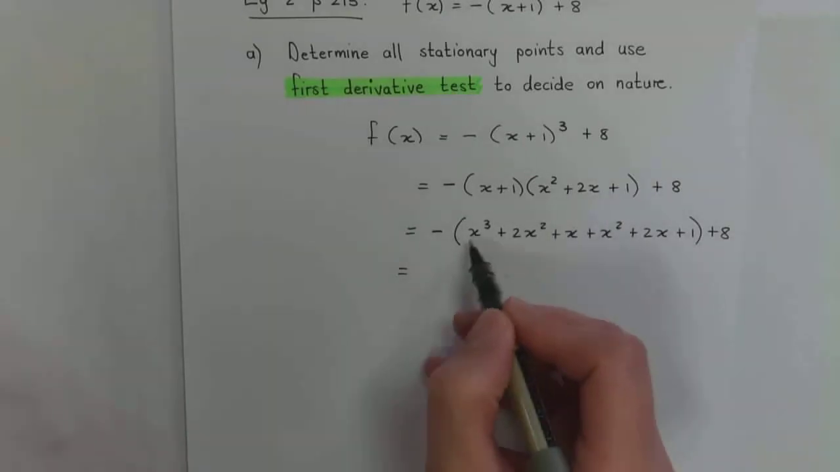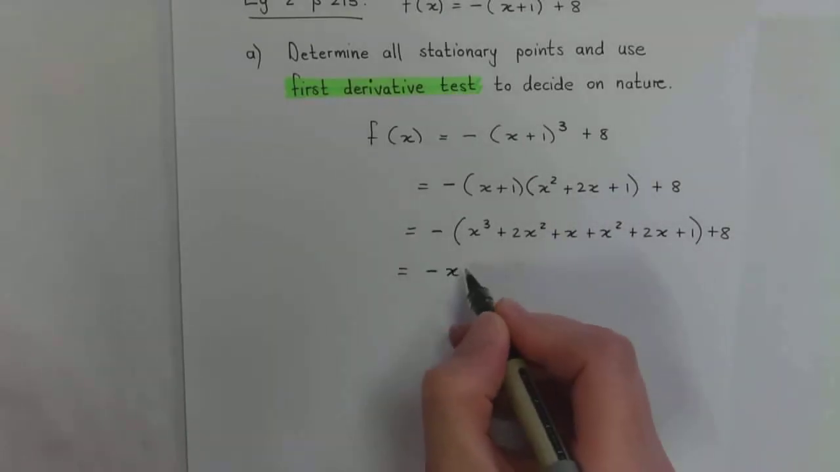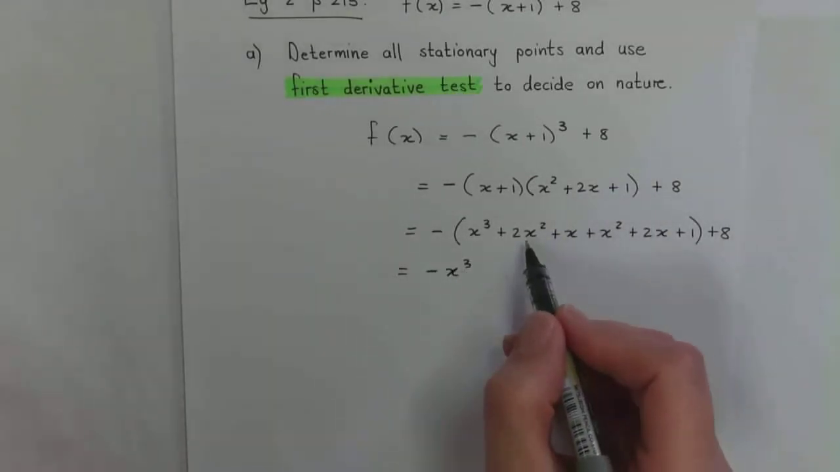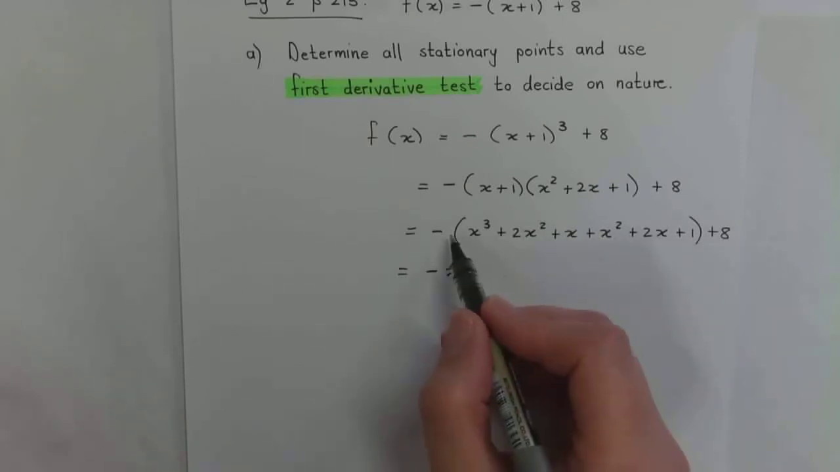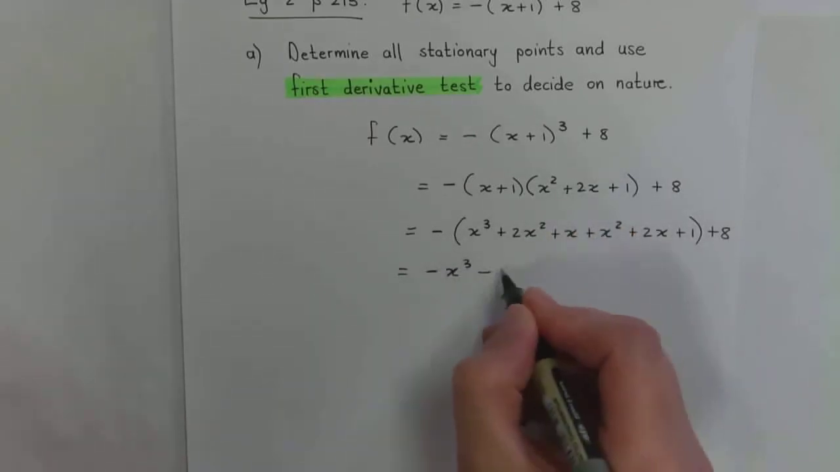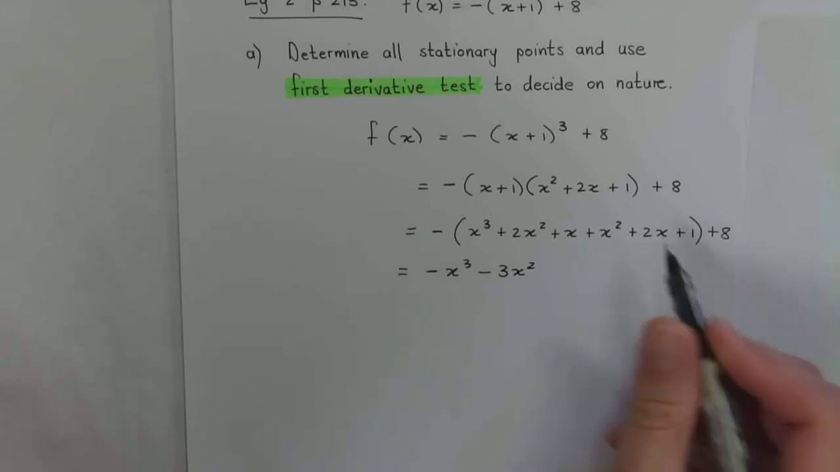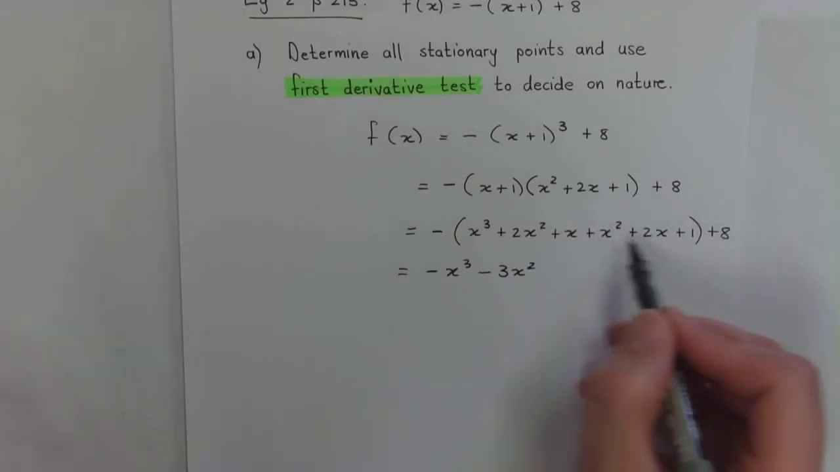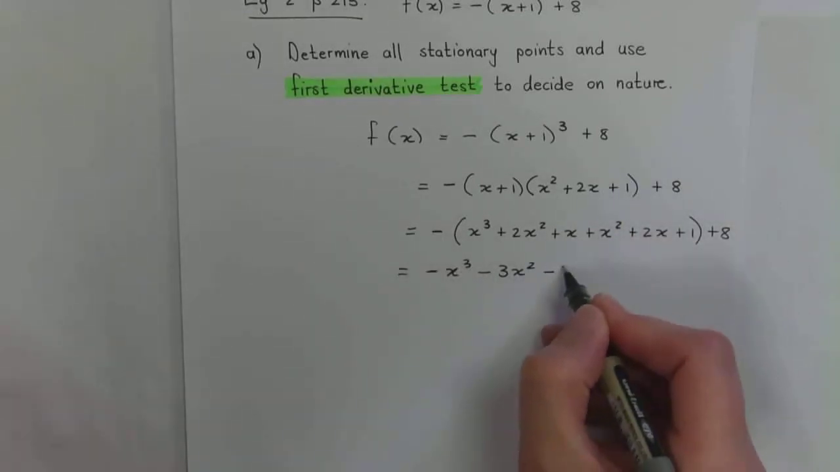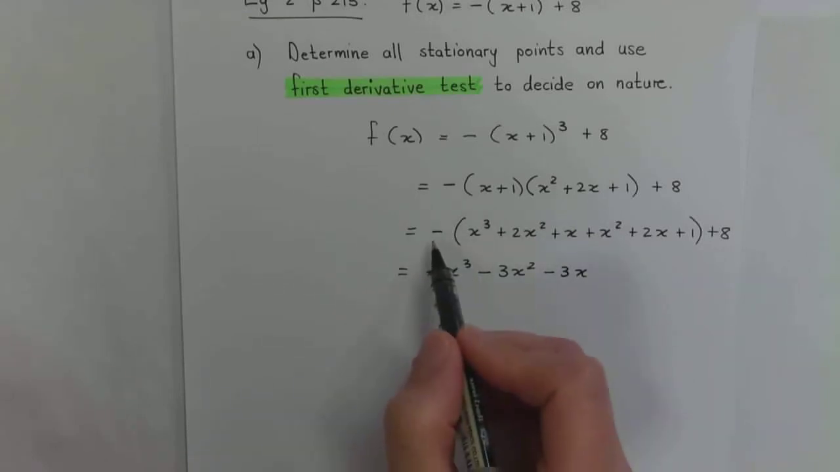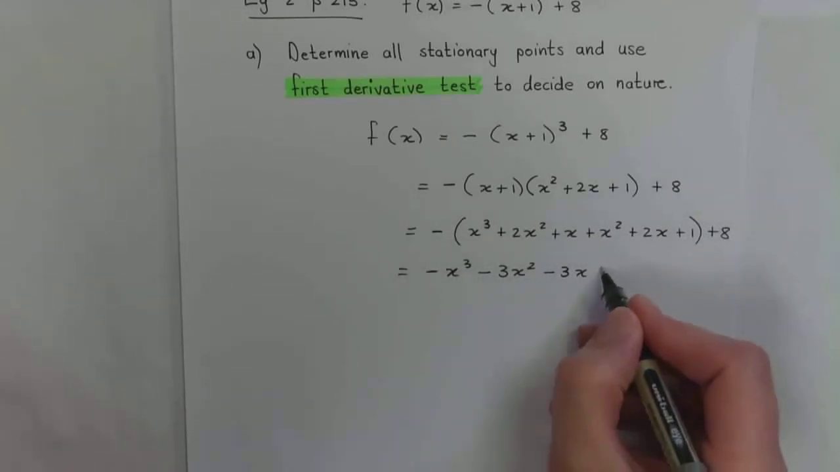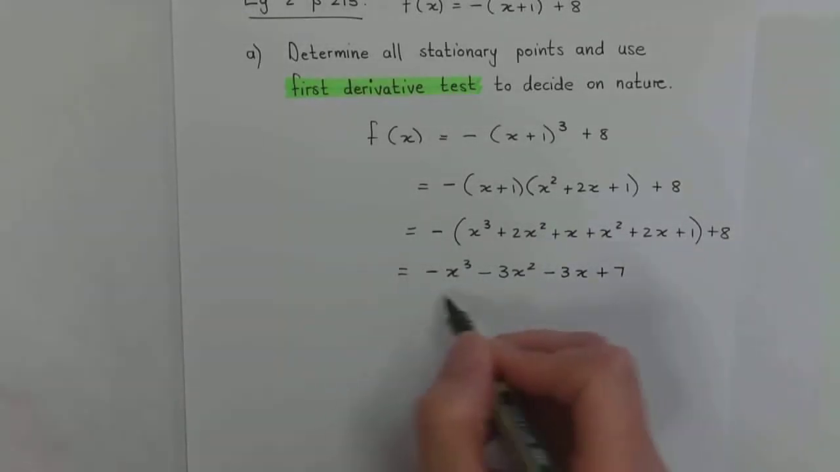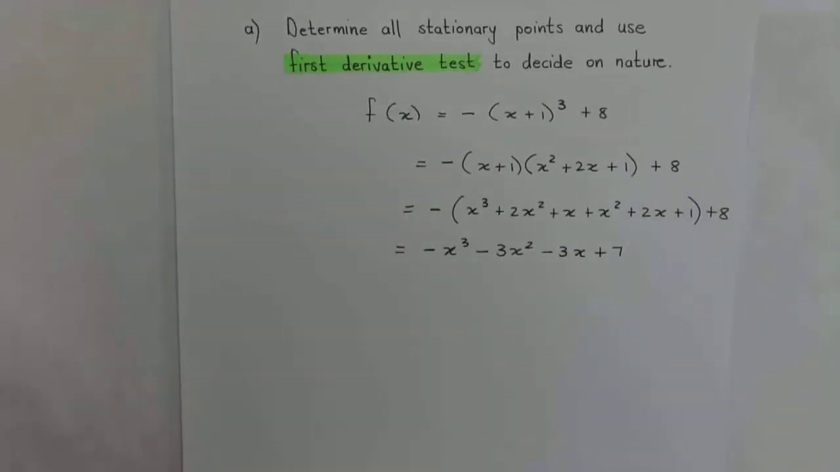So I'm going to say it's minus x cubed. This is going to be 2x squared plus x squared, which is 3x squared, but I'm going to multiply by a negative, so it's negative 3x squared. This is going to be x plus 2x, which is 3x, but multiplied by a negative is negative 3x. And then over there I've got minus 1 plus 8, which is plus 7. So that is now in the correct format for me to find the derivative.